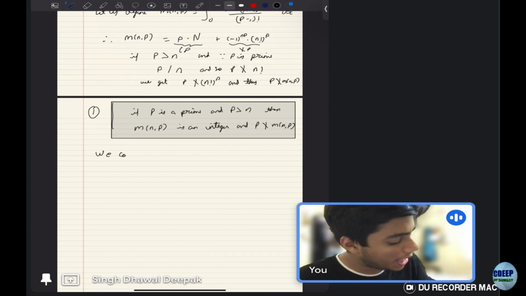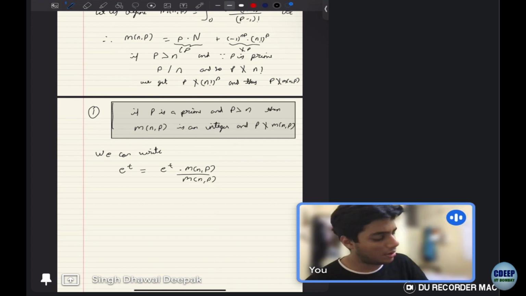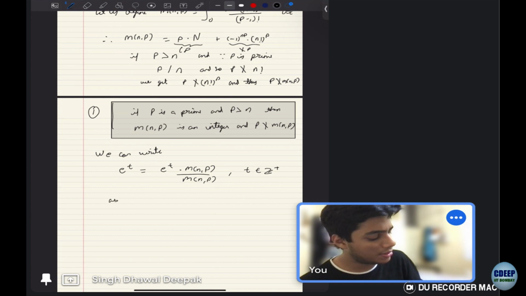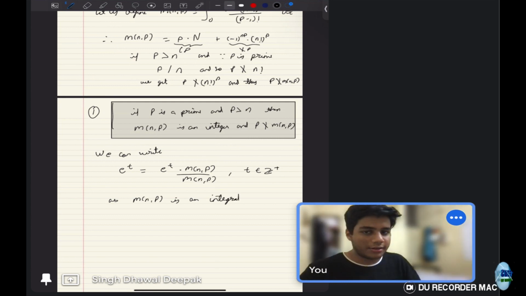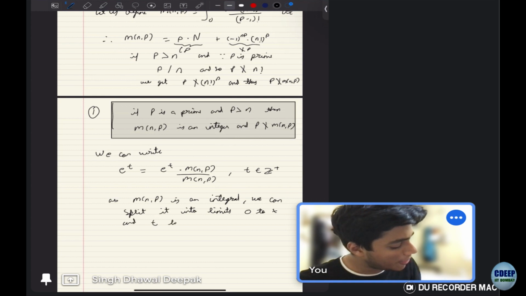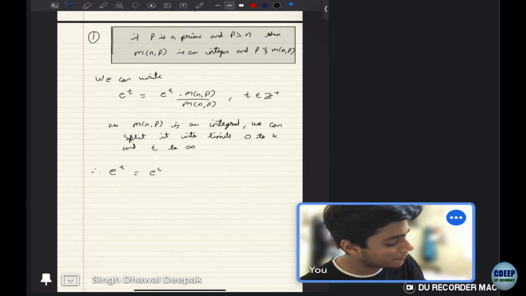Now we can write e raised to t as e raised to t times m_n(p) divided by m_n(p). Nothing special there. Just to make a remark, t belongs to positive integers. As m_n(p) is an integral, it is also an integer, but since it is an integral, we can split it into limits 0 to t and t to infinity. Now this is one of the crucial steps. So we will write this as e raised to t and we will just break the integral.